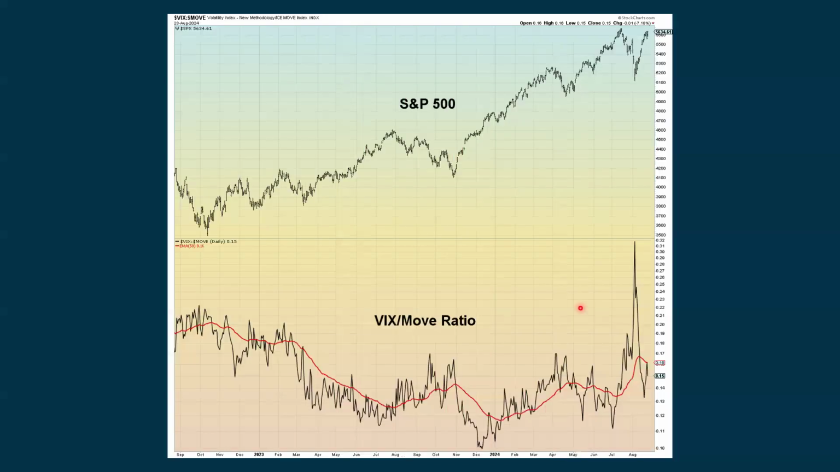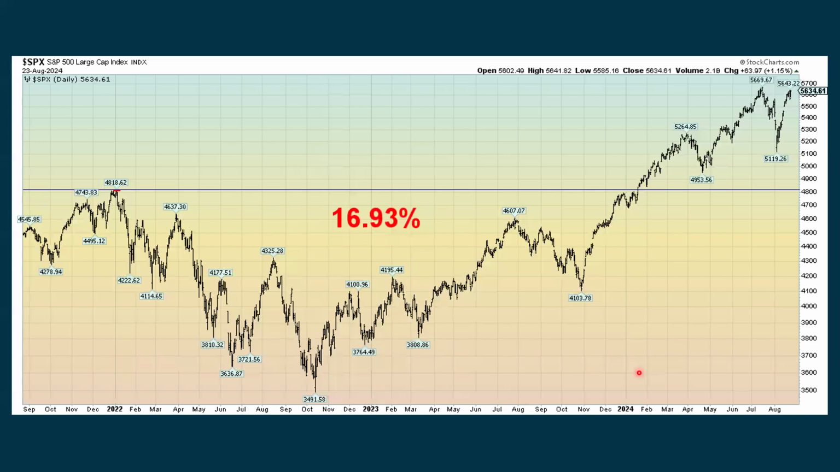Then we look at the volatility of stocks and do a ratio with the volatility of bonds. This really went up as we saw that big decline in early August. Since then, it's really been coming down with the volatility of both stocks and bonds. And then to keep an eye on where we are in relation to the previous all-time high, which was set in early 2022, we're up 16.93% as of Friday's close.